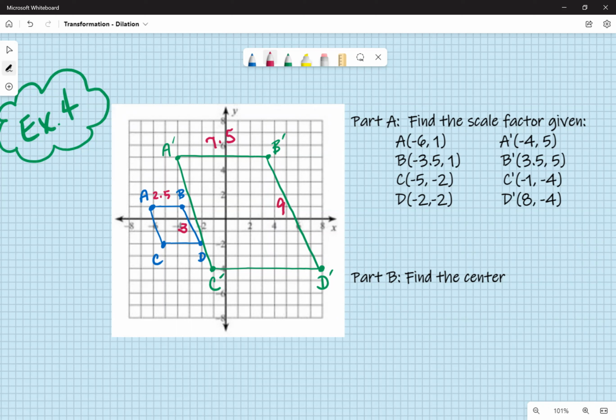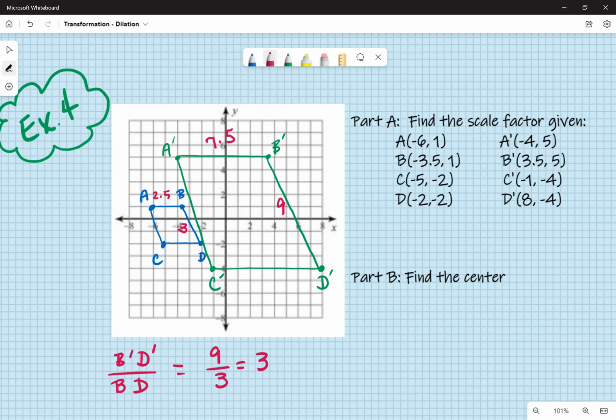So it depends how you look at it. If you're looking at B prime, D prime, and then we're going to divide that by what we started with, BD. If you did it that way, then it's 9 divided by 3, which is 3.